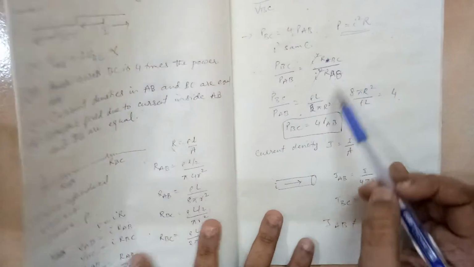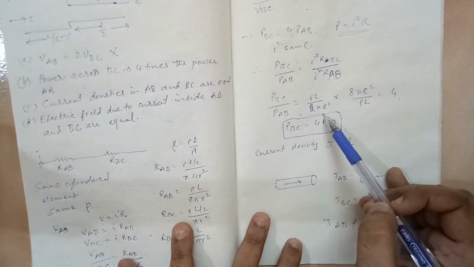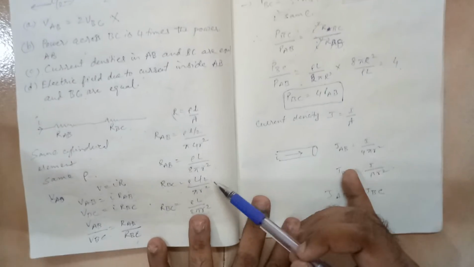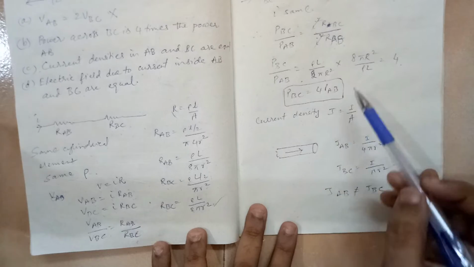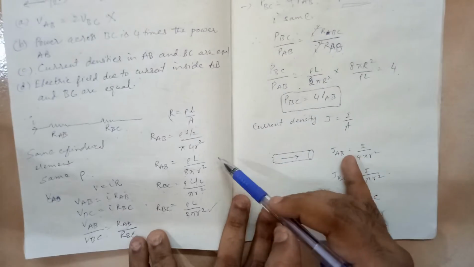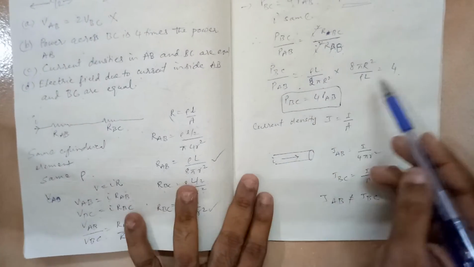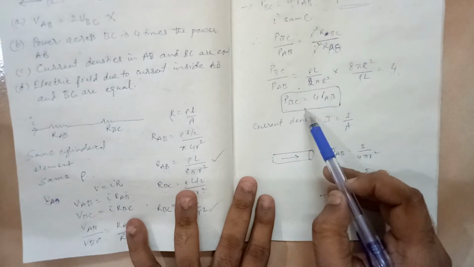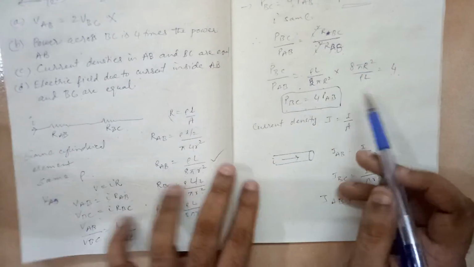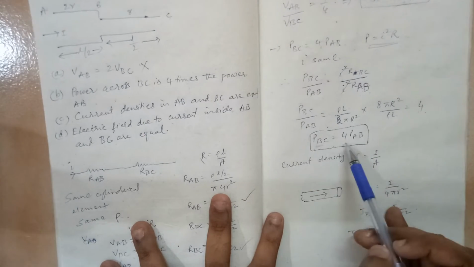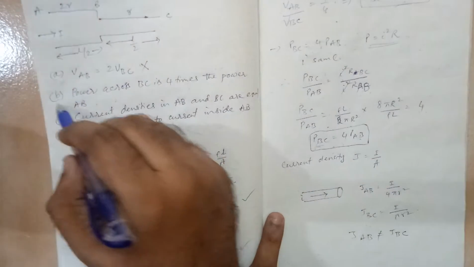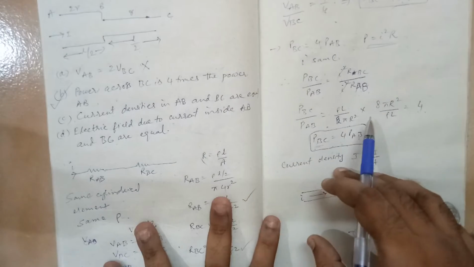RBC is rho L by 2 pi R square, this value. And RAB is this value. So you get 4. So PBC is equal to 4 times PAB. So power across BC is 4 times PAB, so option 2 is correct.